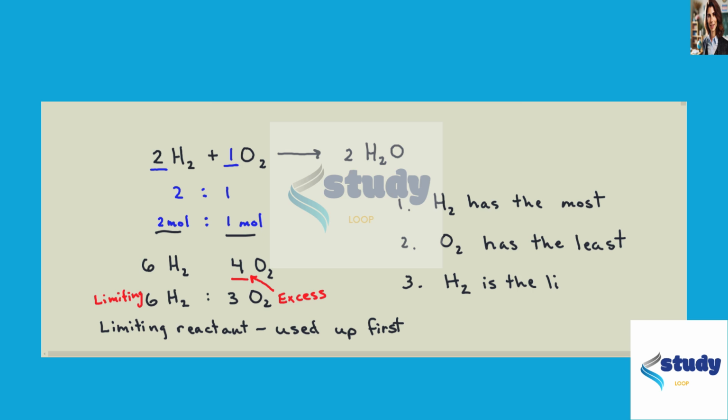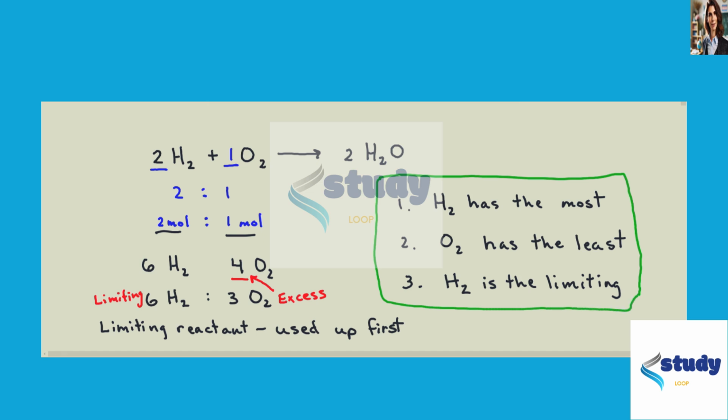Even though it has the most number of particles, or the number of moles of particles, in terms of the ratio, the 2-to-1 ratio, it's still the one we're going to run out of first. So it is the limiting reactant. So hydrogen has the most number of moles, oxygen has the fewest or least, but hydrogen is the limiting reactant.